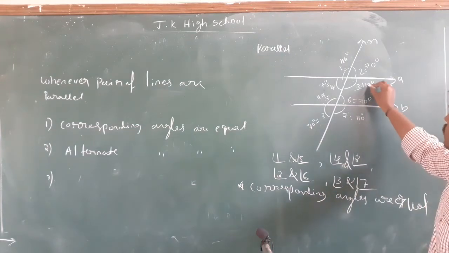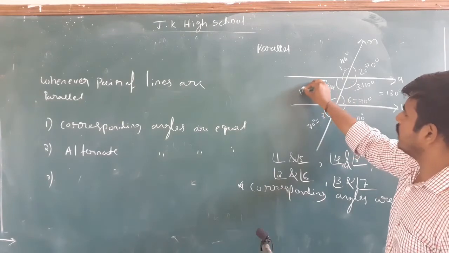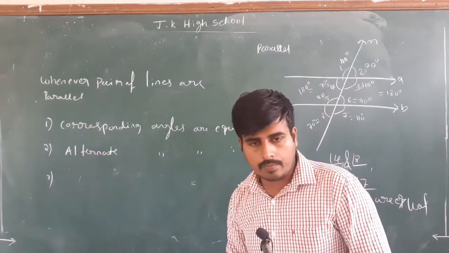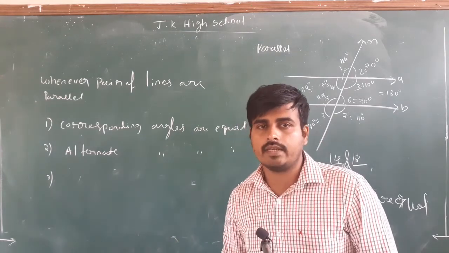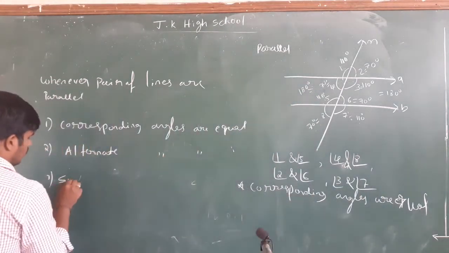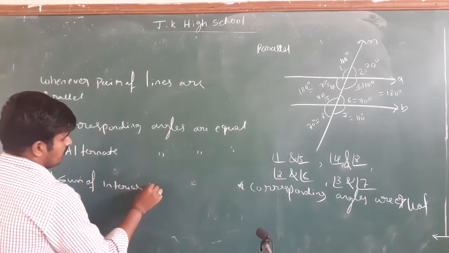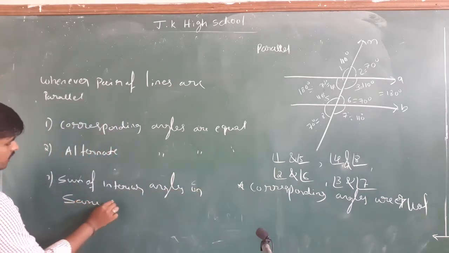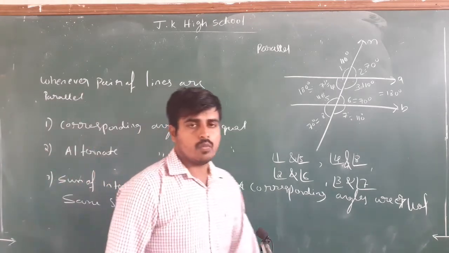Look here, 70 plus 110 is 180, no? If we are not getting 180, then the given lines are not parallel. If they are parallel, the sum must and should be equal to 180. Remember, okay? Sum of interior angles on the same side is 180 degrees.